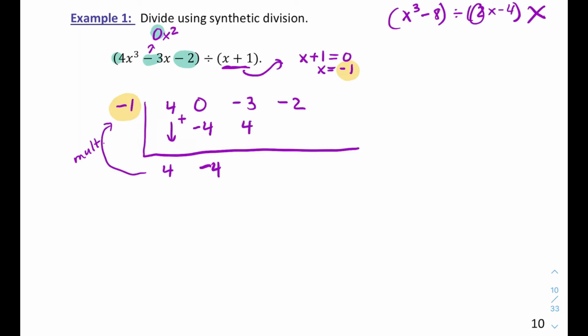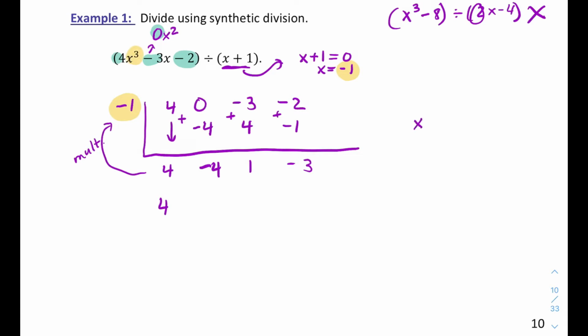Negative 4 times negative 1 gives me positive 4. I add that to get 1. I multiply 1 times negative 1 on the outside again, gives me negative 1, and I add those to get negative 3. I need to turn that string of numbers I got into an actual polynomial result.